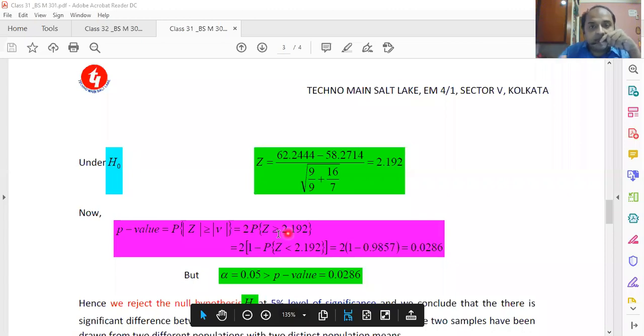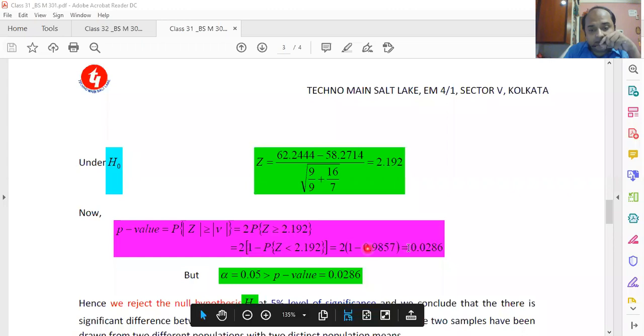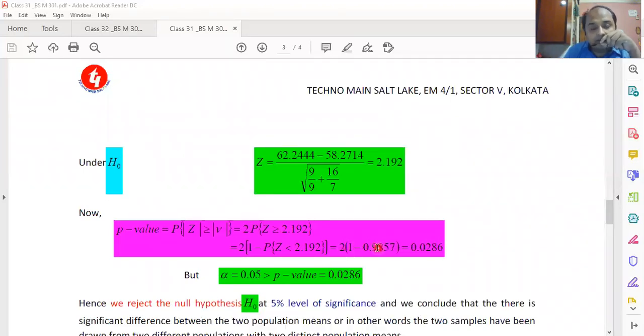Now, the statistical table which I shared with you is meant for the probability of z less than or equal to small x. Small x can be any value of z. So the probability of z less than 2.192 is 0.9857, which is obtained from the statistical table. And then I subtract this value from 1, because we know the probability of the complementary event is equal to 1 minus the probability of the event, multiplied by 2, which gives me the p-value.